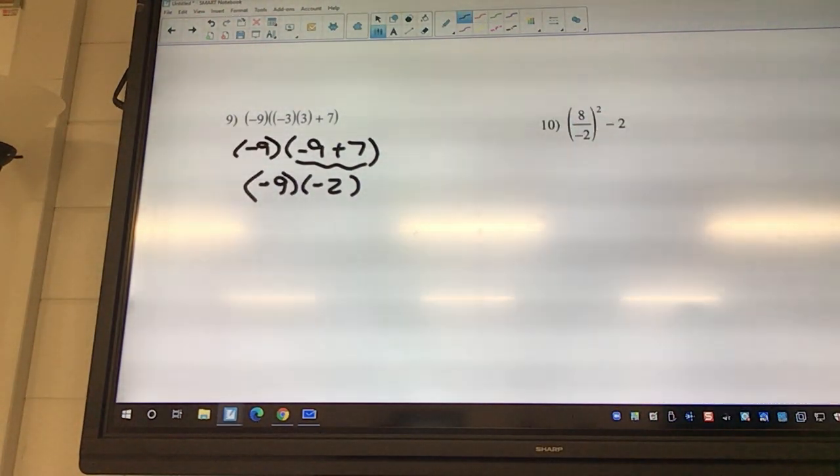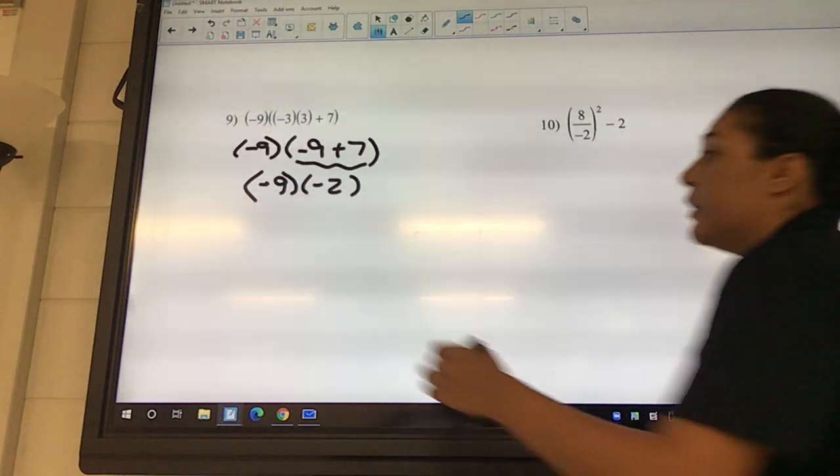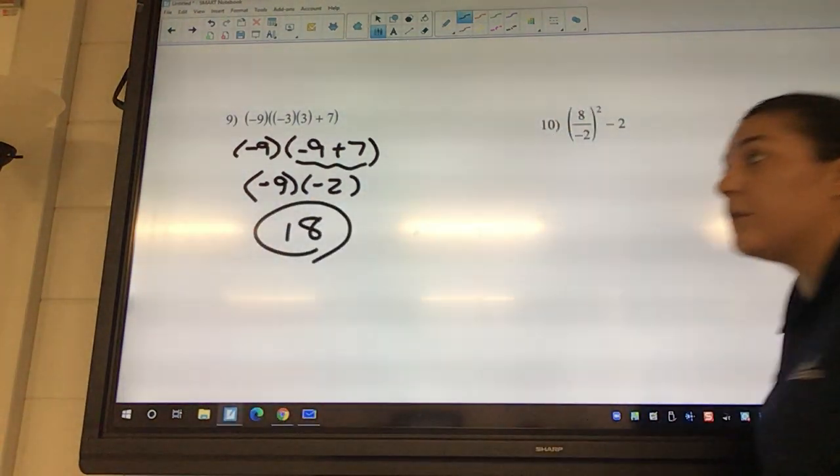Okay, and what do two parentheses next to each other mean? Multiplication. It means multiplication. Okay, so it's going to be 18.